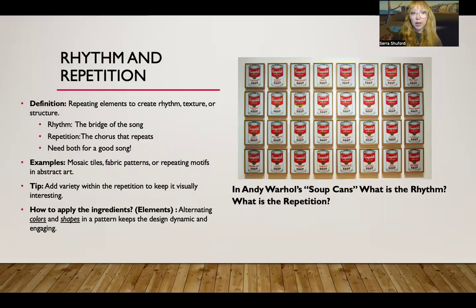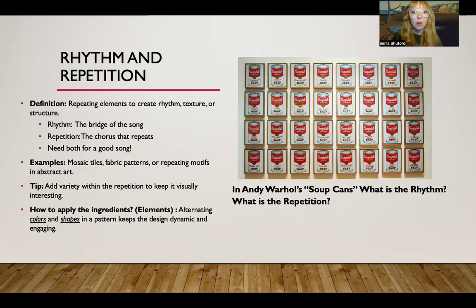Think about it this way. This helps me a lot. The rhythm of something is like the bridge of a song, whereas the repetition is the chorus that repeats itself. So you need both of those things to have a good song. If you just have the repetition, and it's just repeating over and over and over again, the song can seem kind of boring. But if you have that bridge that changes up the repetition of it, that creates some interest and helps the song be a better song. So think about it that way. Rhythm is what changes, and then repetition is what stays the same.